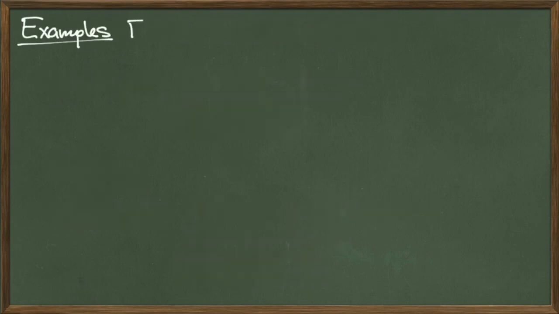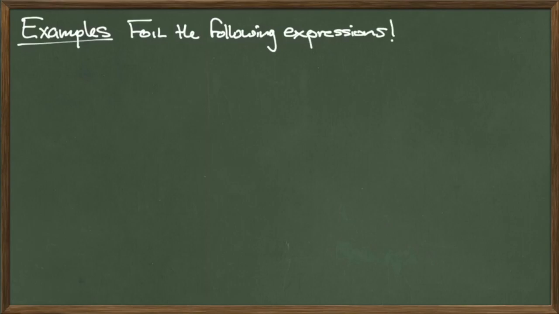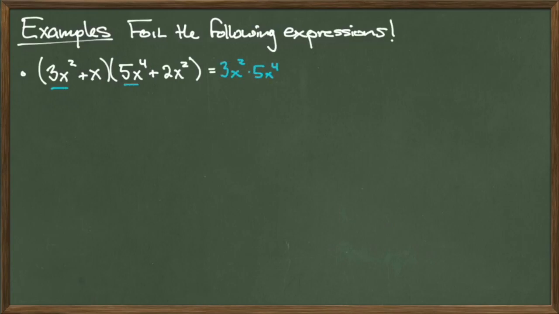We'll do a few more examples using the FOIL method, but we'll make the examples look a little bit more challenging. It's going to be the exact same process, we just have a little bit more simplification to take care of. In this first example, let's multiply the polynomials 3x squared plus x and 5x to the fourth plus 2x squared. Going through, we see our first terms give 3x squared times 5x to the fourth. Our outer terms give 3x squared times 2x squared. Our inner terms give x times 5x to the fourth. And our last terms give x times 2x squared.